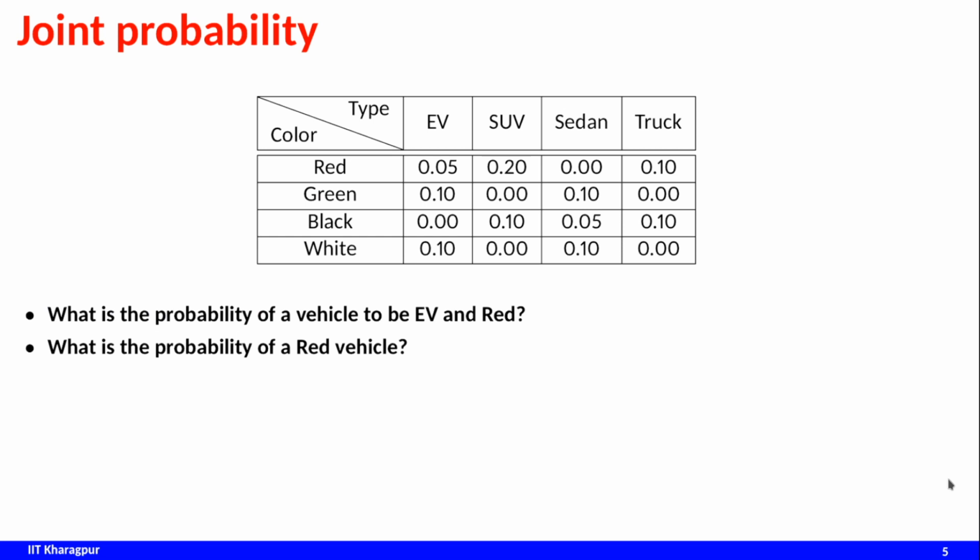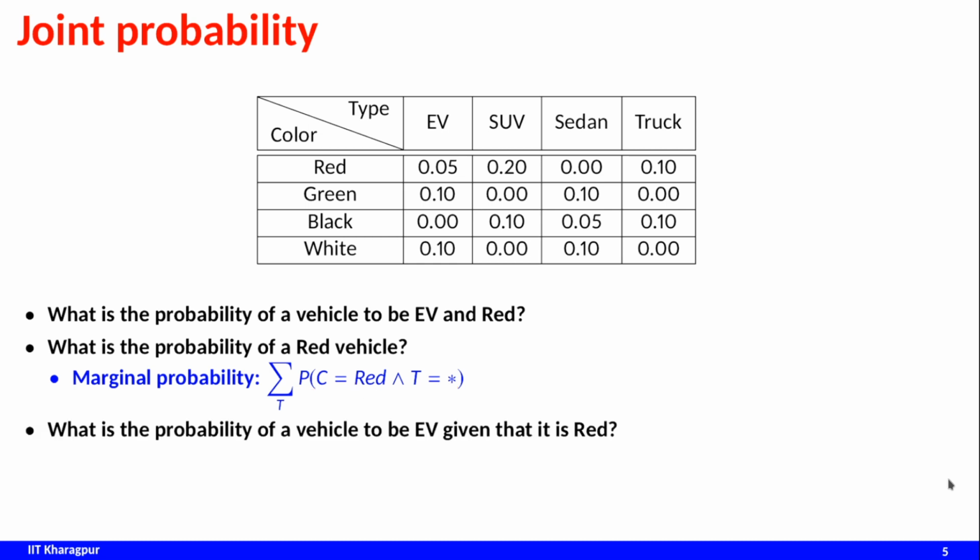Now if I ask this question, what is the probability of a red vehicle? If you look into this table, then a red vehicle can be either an EV, an SUV, a sedan, or a truck. So all this probability basically corresponds to it being a red vehicle. Effectively we need to sum all those things. We can write this in this manner, which is also known as the marginal probability. I would like to find out that the color of the vehicle is red, and the type can be anything. If we sum over this, then I will get the marginal probability that will give me the probability of a red vehicle.